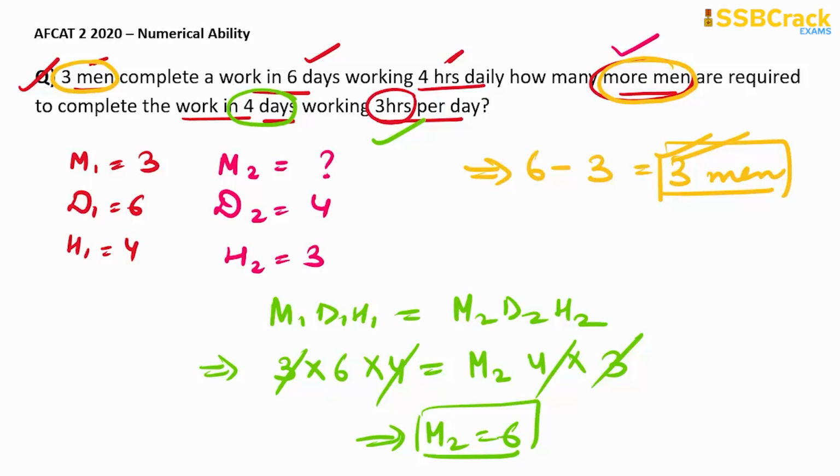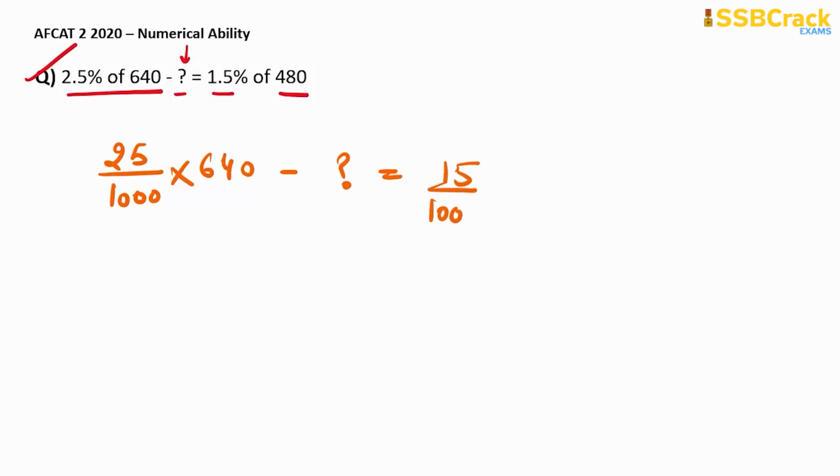Now moving on to our next question. The next question states that 2.5% of 640 minus question mark is equal to 1.5% of 480. So this question mark is the missing term which we need to find out, right? So we can simplify this and write it down. So 2.5% means 25 by 1000 into 640 minus question mark is equal to 1.5%, which means 15 by 1000 into 480. Now we have to find the value of this question mark.